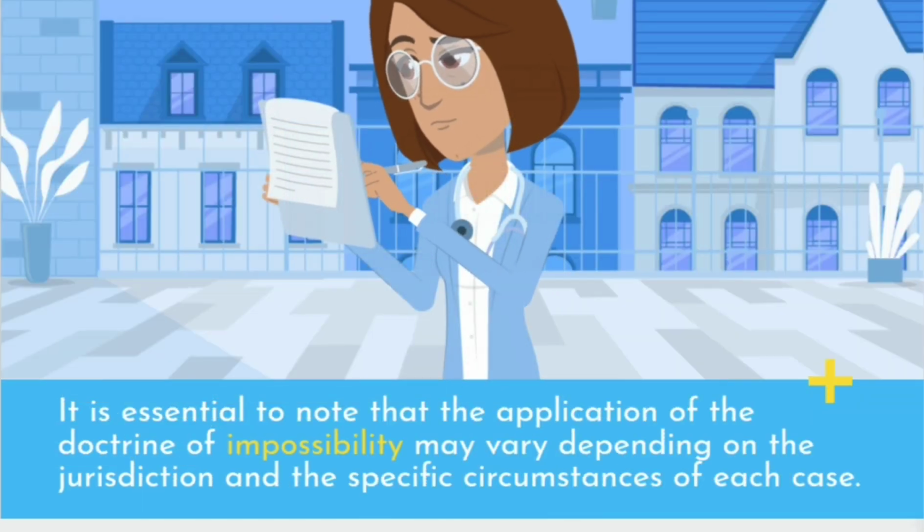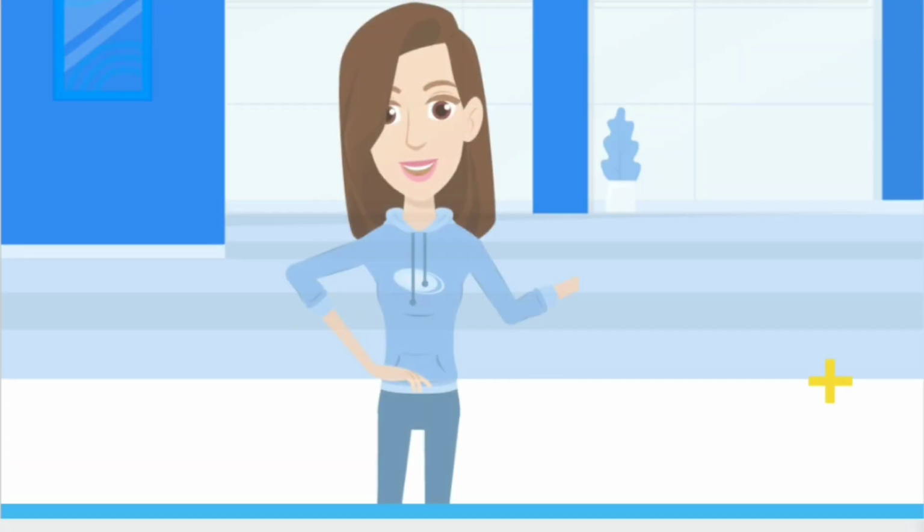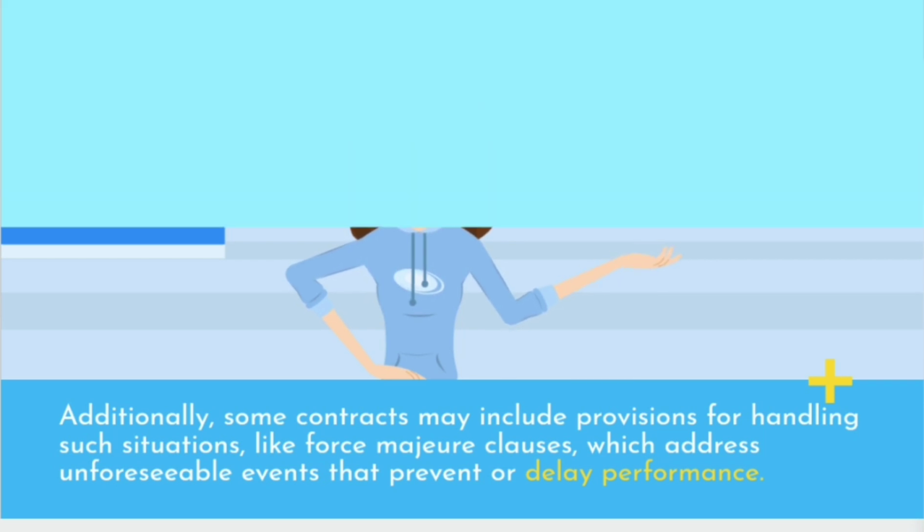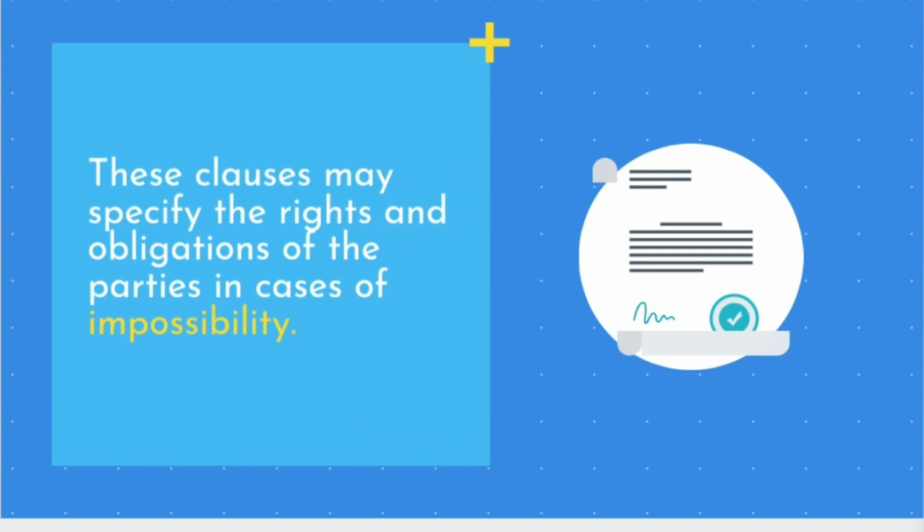It is essential to note that the application of the doctrine of impossibility may vary depending on the jurisdiction and the specific circumstances of each case. Additionally, some contracts may include provisions for handling such situations, like force majeure clauses, which address unforeseeable events that prevent or delay performance. These clauses may specify the rights and obligations of the parties in cases of impossibility.